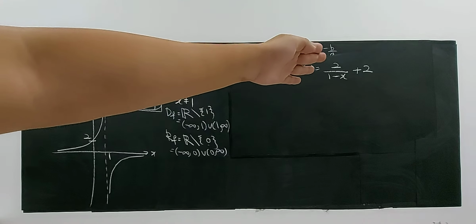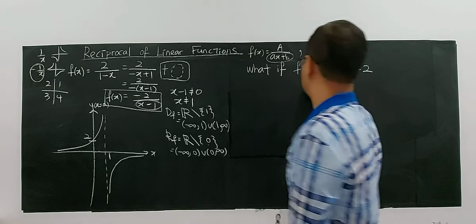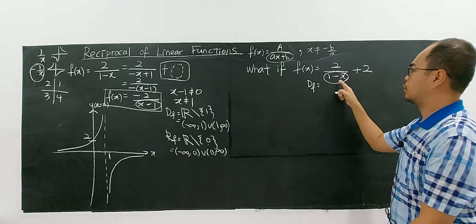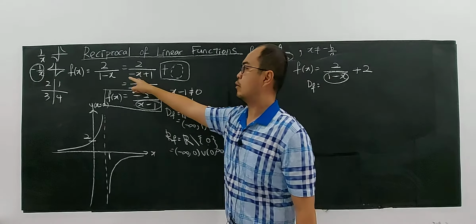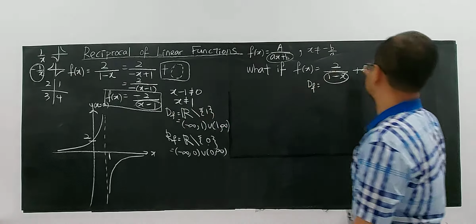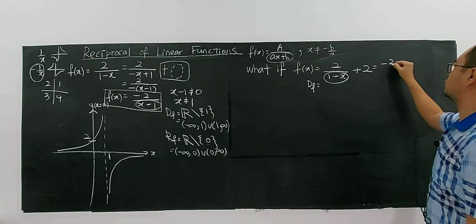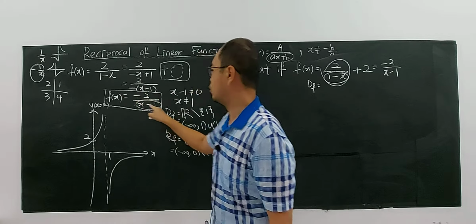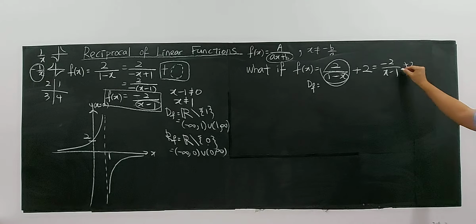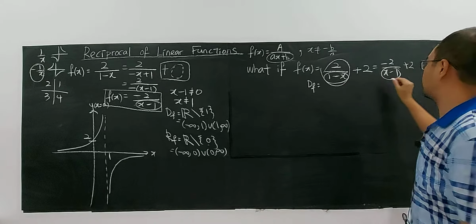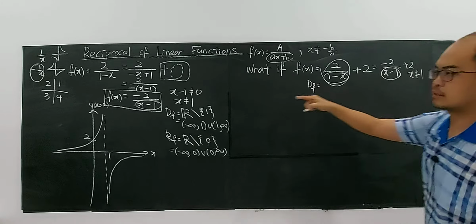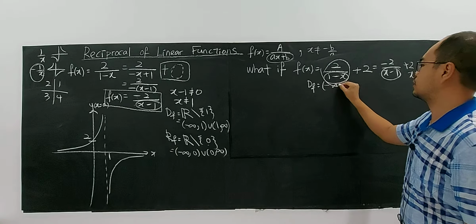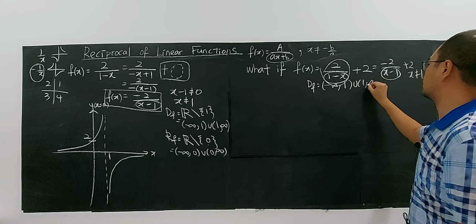What happens if there is a plus 2? If there is a plus 2, the domain will still be the same, because the domain depends on the denominator, which is the same, 1 minus x. You can rewrite this as negative 2 over x minus 1 plus 2. We look at the denominator: x cannot be 1. It's the same thing, so the domain does not change. It is negative infinity up to 1 union 1 to infinity.